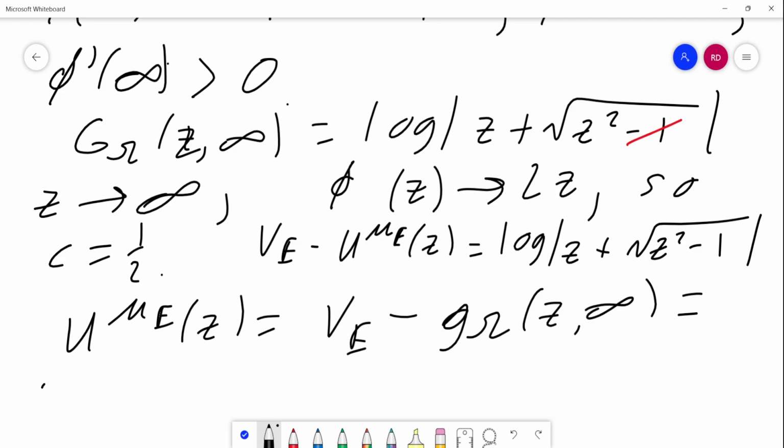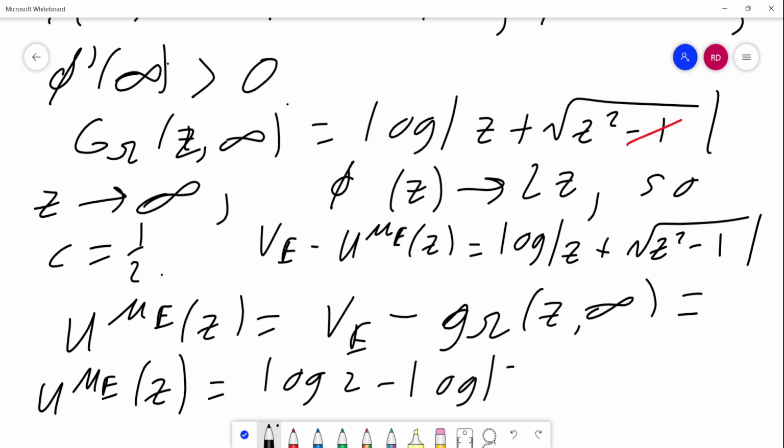So that is u to the mu e of z equals log of 2. Capacity is 1/2, so the energy turns out to be the log of 2, minus log of z plus square root of z squared minus 1. So again, we now have a closed form for potential. If we are dealing with just the interval of -1 to 1, we can plug in any point to this formula and get the potential at that point without having to deal with all the tedious process of integrating.